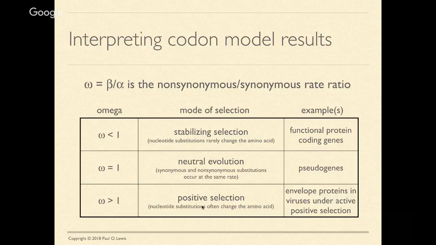But then sometimes you see positive selection, where omega is greater than 1. This means that nucleotide substitutions often change the amino acid at a particular site. This would be true particularly of envelope proteins in viruses that are under active positive selection because they're trying to evade the host being able to recognize them. So they constantly change their envelope to stay under the radar, so to speak. Codon models are cool because you can interpret the results in meaningful ways with respect to selection.